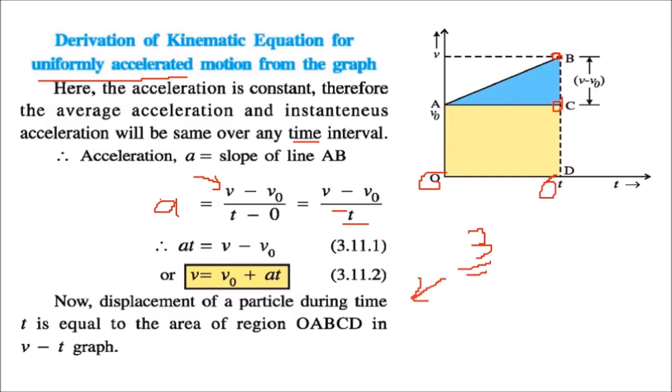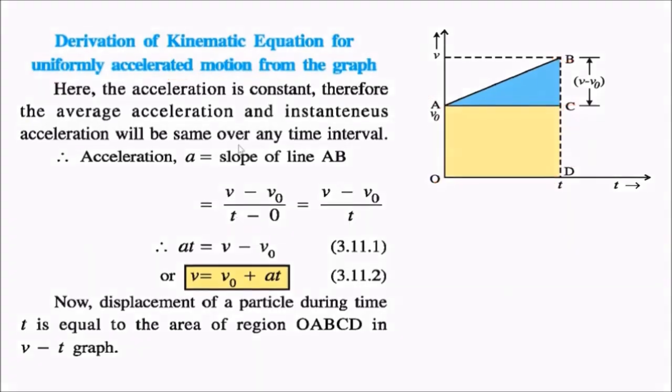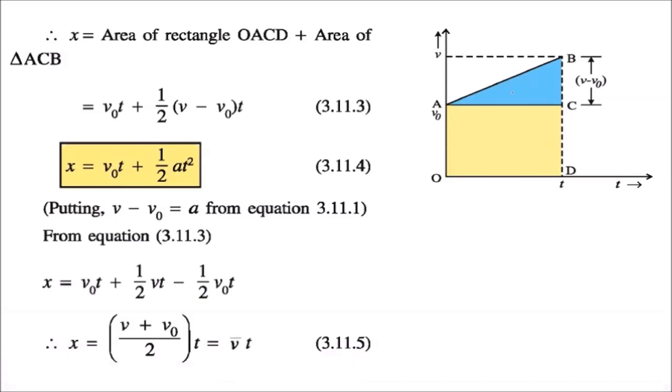So the displacement of the particle during this time is equal to what? Displacement, as we said, is just the area of region OABCD under the v-t graph. So what will be the area? As I said, we can divide it into two parts. One is this triangle, the other is a rectangle. So the area of rectangle OACD and the area of triangle ACB. From here to here it is v0, and from here to here it is t. So v0 into t is the area of the rectangle. How about the area of the triangle? We have this as t, this as v minus v0, so half into base into altitude, so half into (v minus v0) into t.